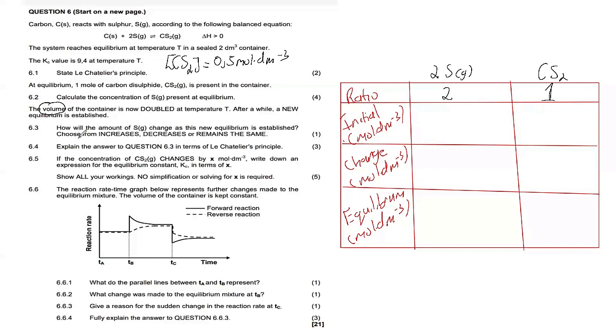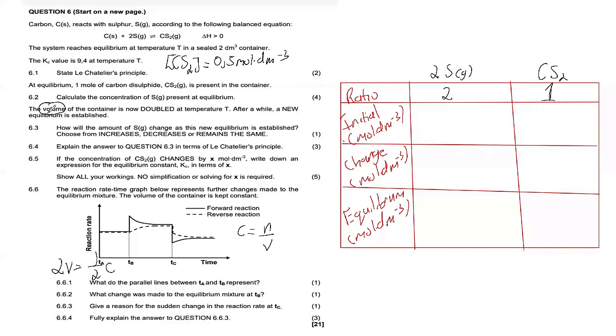They doubled the volume. Now, what is the relationship between volume and concentration? We know that they're inversely proportional. But then this is what you need to notice. Double the volume means half the concentration, if that is the relationship. So if I double the volume, that means I have to halve the concentration. So initially the concentration would be 0.5.